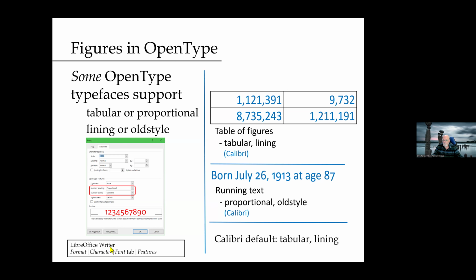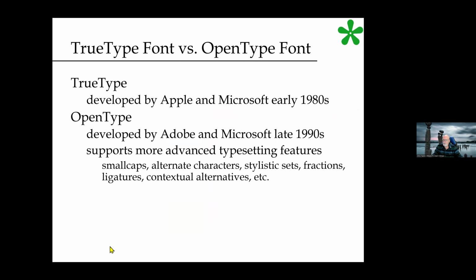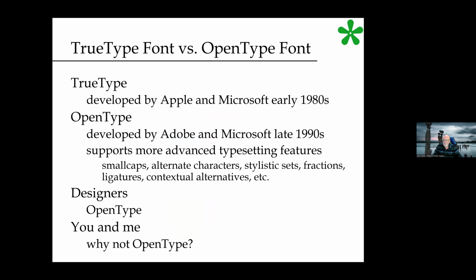Talking about OpenType, TrueType was actually developed by Apple and Microsoft in the early 80s. OpenType was developed by Adobe and Microsoft in the late 90s. OpenType supports a lot of more advanced typesetting features, things like small caps and stylistic sets, true fractions, ligatures, things like that. Designers would always want to use OpenType. You and me, why not OpenType? If I have the choice and I'm downloading a font, and I can download either an OpenType or a TrueType font, I'll always choose the OpenType.